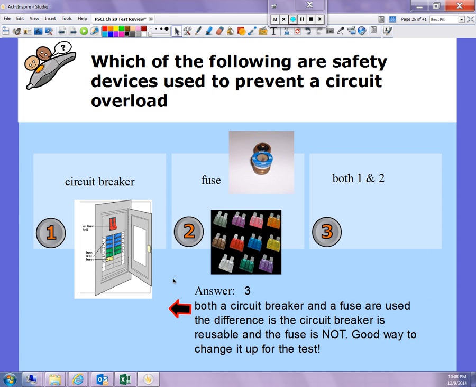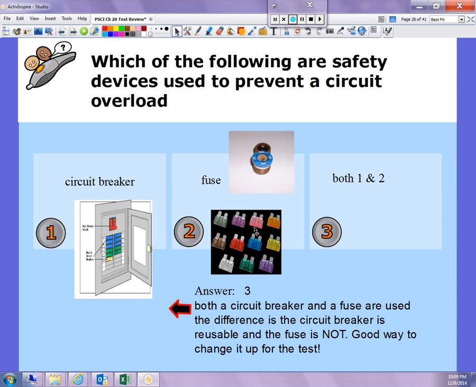Both a circuit breaker and a fuse are devices that we put into our circuit. We put these into the circuit in series with the power source, not necessarily with any other components in the circuit, but we put this in series with the power source because if the current flow gets too high, what we call an overload, then these devices will interrupt the circuit. It's kind of like a switch in a way.